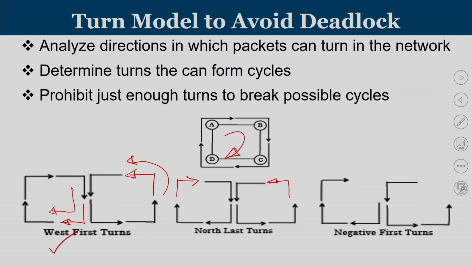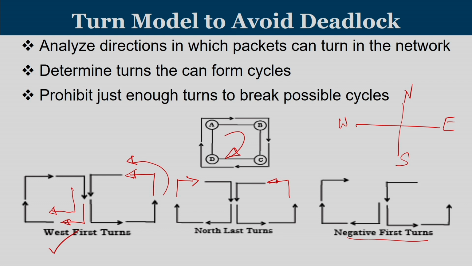And the third category is known as negative first turn. So, whenever you consider a quadrant, east and north are considered to be positive turns, west and south are considered to be negative turns. So, any movement towards negative axis, that is towards the south and towards west, should be taken first. That is what is known as negative first. So, once you move to north, then west is not allowed. Once you move to east, then also south is not allowed. So, negative transitions have to be dealt with in the beginning itself.